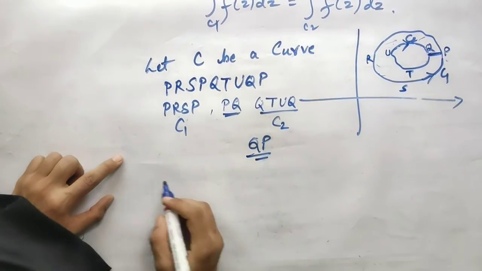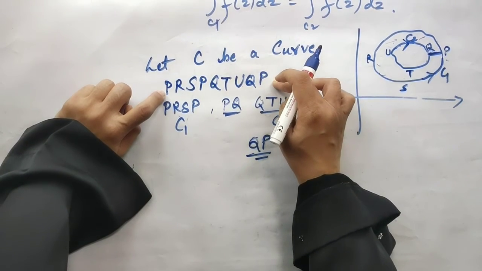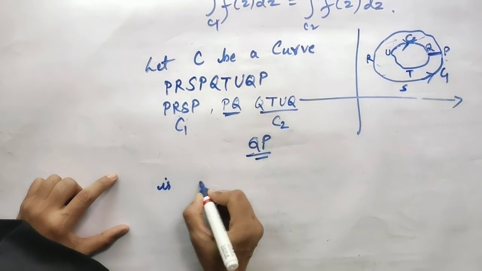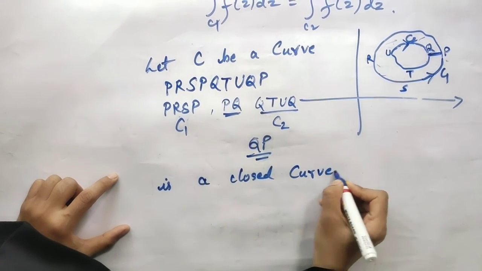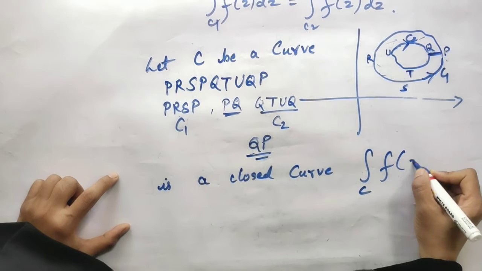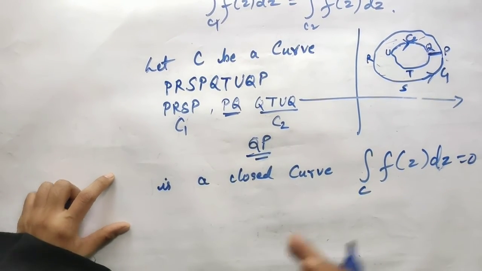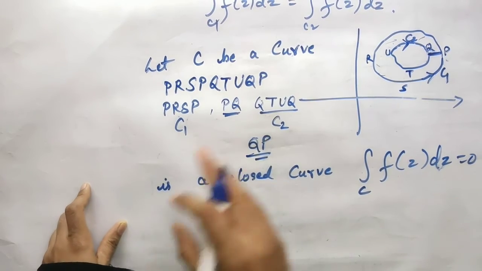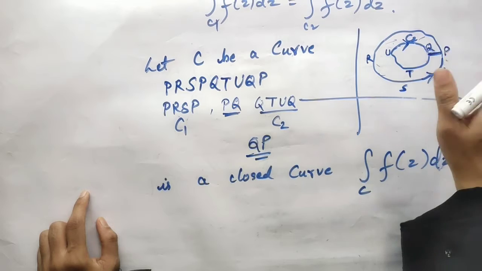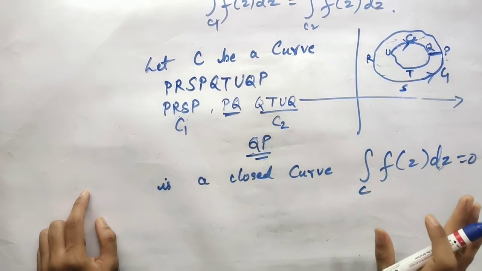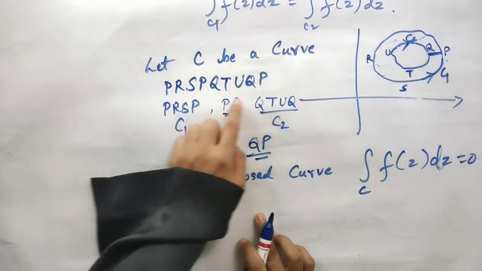So now just see, it's a closed curve. You start with P and you end with P. So since it is a closed curve, the integration over curve C of f of z dz must be 0 according to Cauchy's theorem, because f of z is analytic everywhere, on and inside the boundary of that curve C. This is our curve C.